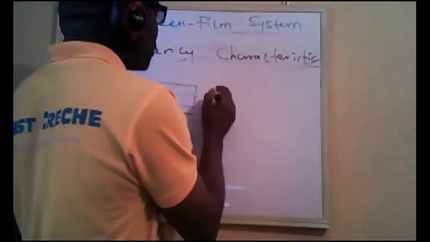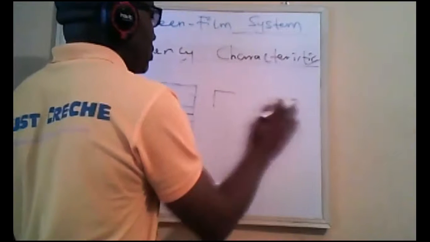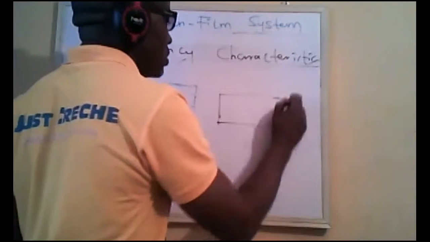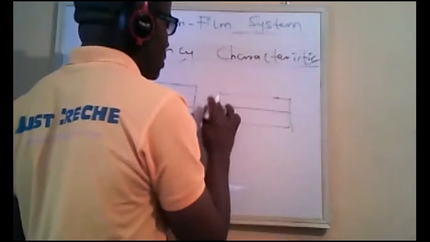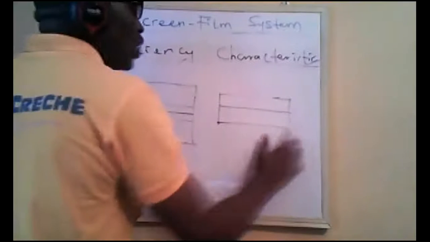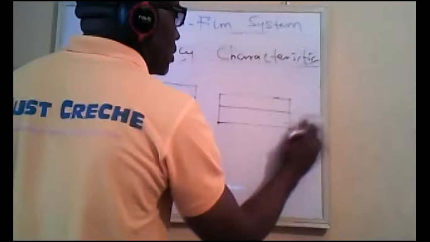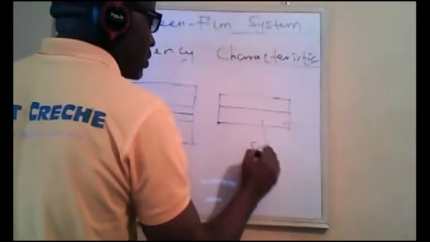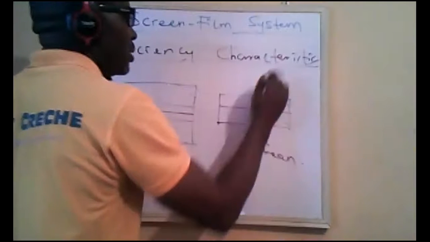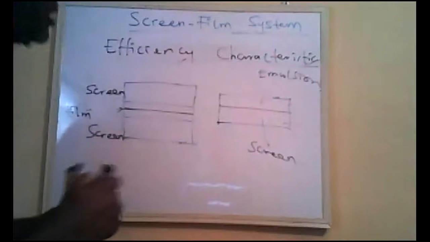Then for mammography, the configuration is this way. We have just one screen and one emulsion. This is the screen, and this is the emulsion. You can see the orientation.